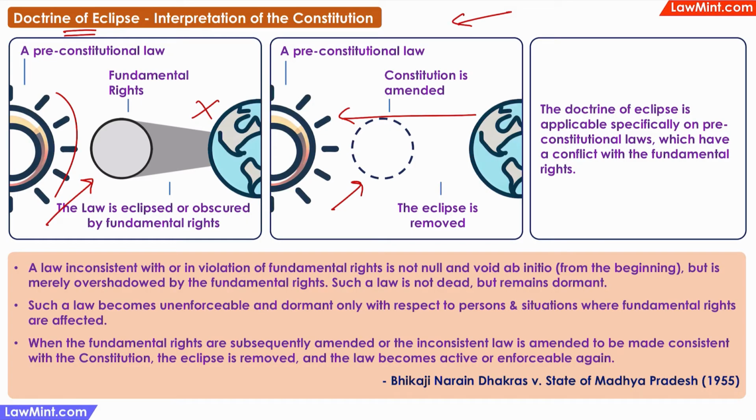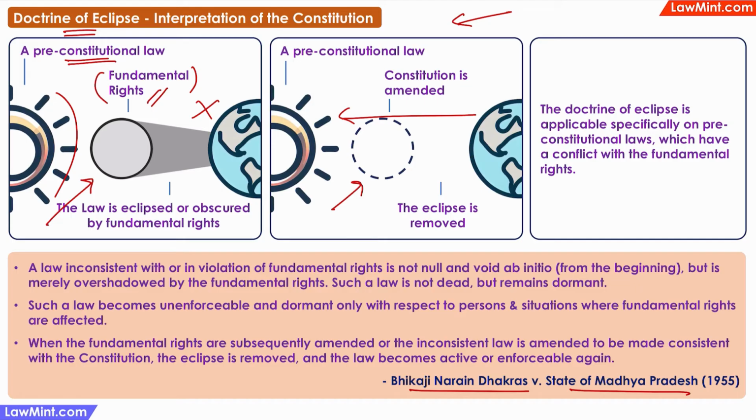In the Bhikaji Narayan Dhakras versus the State of Madhya Pradesh case, there was an old law from 1947 which allowed the state government to create a monopoly for itself in the motor transport business and exclude all private operators from such a business. When the Supreme Court decided on this case, it applied the doctrine of eclipse on the old 1947 Act. The court held that the 1947 Act, which was a pre-constitutional law, became void after the commencement of the Constitution in 1950 because the old Act violated Article 19(1)(g), that is, the right to practice any profession or carry on any occupation, trade or business.